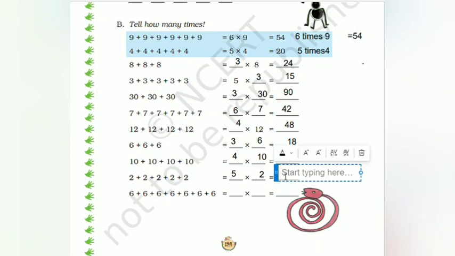So the answer will be 10. Okay. 2 when written 5 times will get 10. 2 plus 2 is 4. 4 plus 2 is 6. 6 plus 2 is 8. 8 plus 2 is 10.